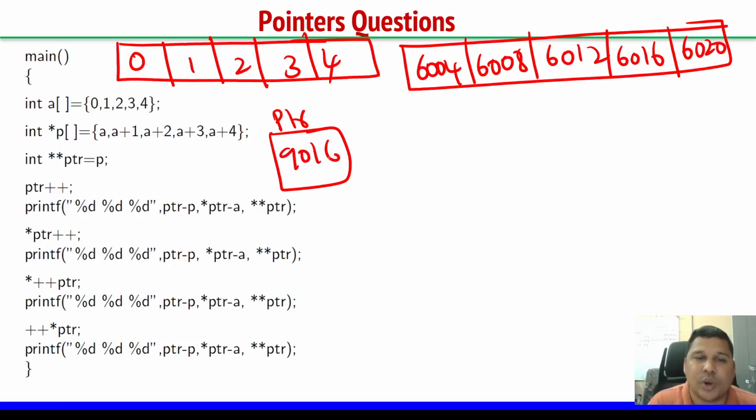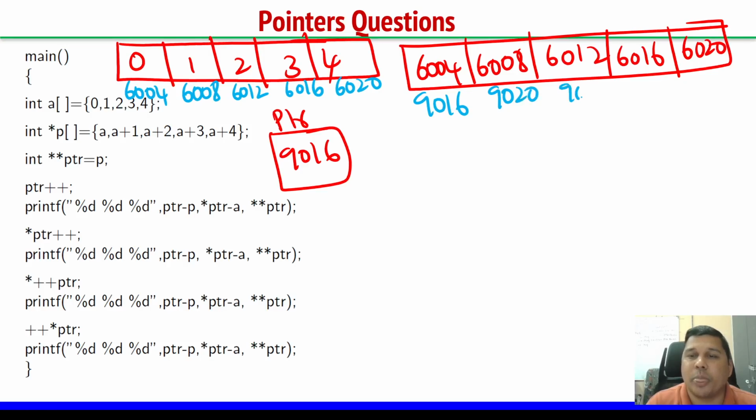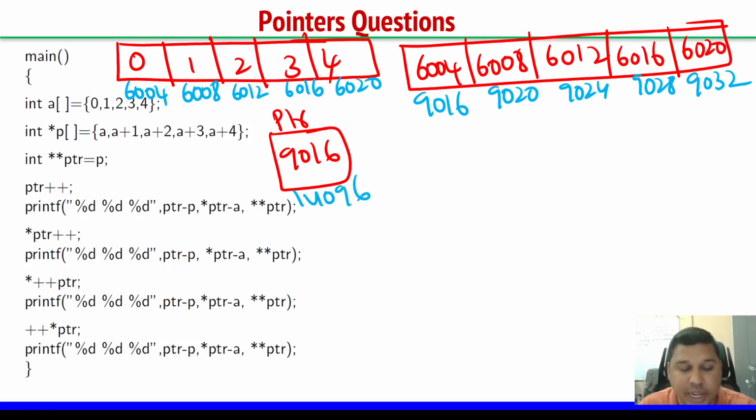It holds 9016 and the addresses are of this format. Here it is 6004, 6008, 6012, 6016, 6020. Here it is 9016, 9020, 9024, 9028 and 9032. Okay. Its address is 14096. Carefully, let us do it step by step. I will explain, you try to understand this. When I ask you to solve, please guess and solve.